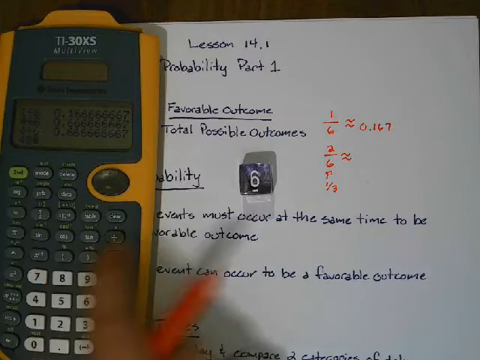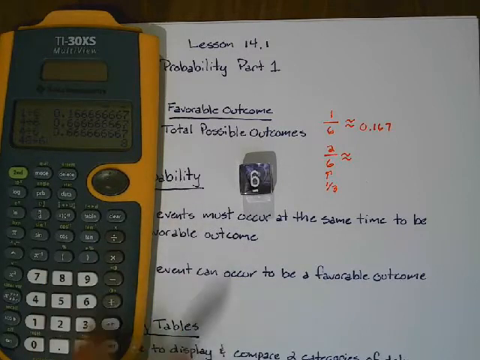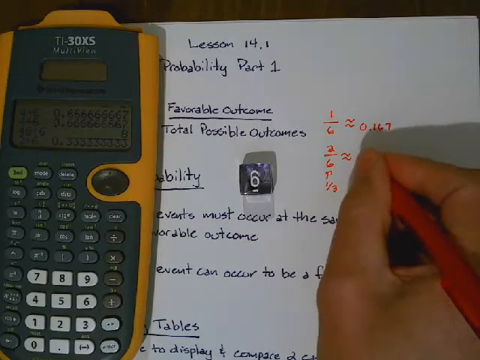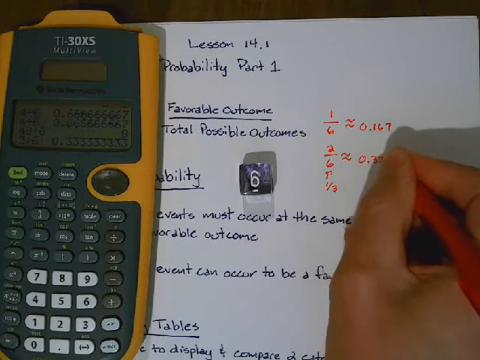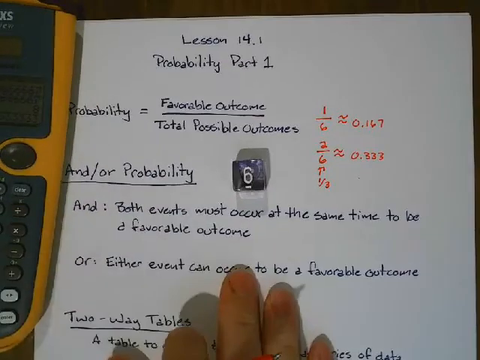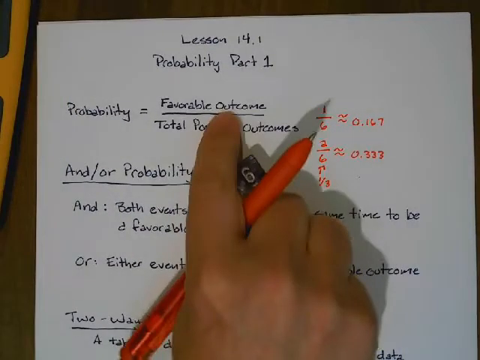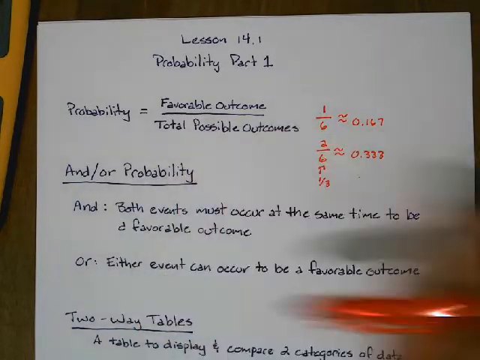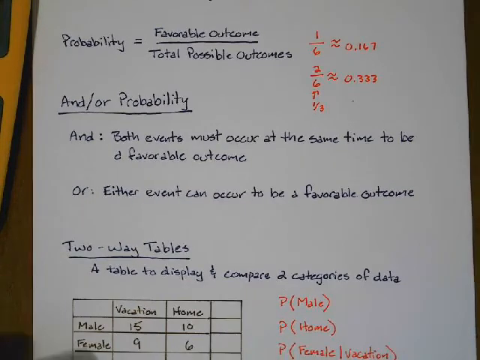No, 2 divided by 6. 2 divided by 6, not 4 divided by 6. So I get 0.333333. So this would be about 0.333, rounding correctly. So in general, that's what we're looking at. We're just looking at what is our probability that we're going to have a favorable outcome versus how many total possible outcomes are there.